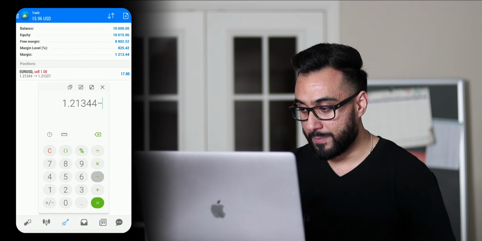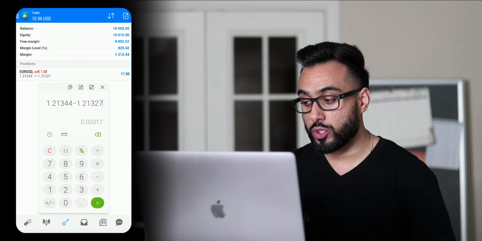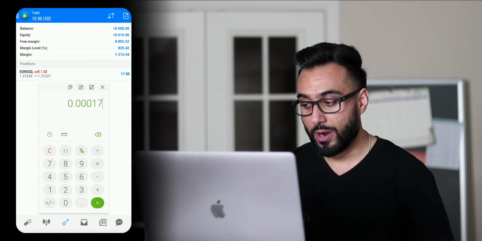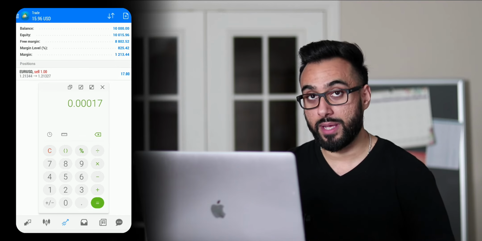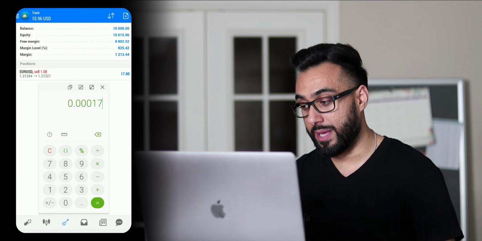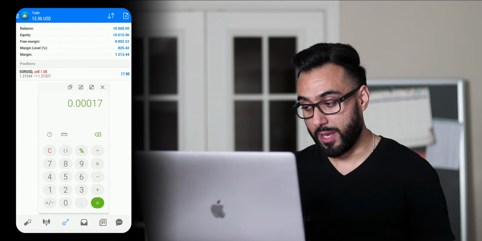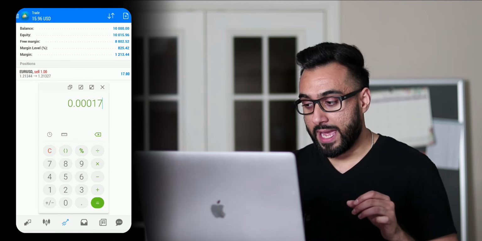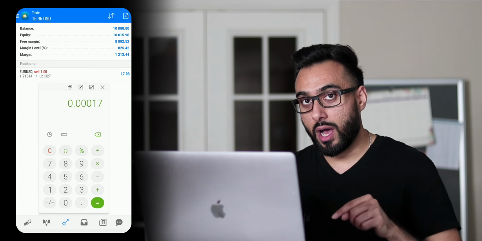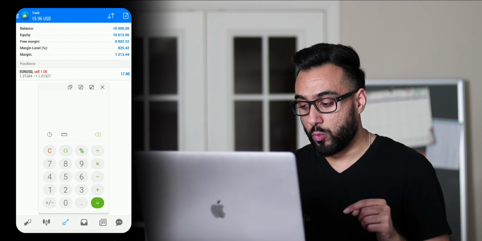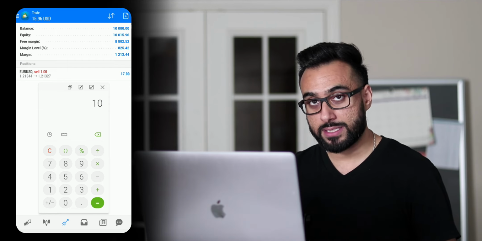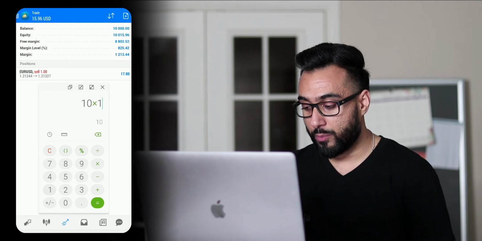1.21344 minus 1.21327. And you'll notice the price moved by looking at the fourth decimal place. The price moved 1.7 pips, because remember, the fourth digit is the pip. So if the price moved by 1.7 pips and we entered a one lot trade, that means we entered a $10 per pip trade, and each pip is $10, and this price moved by 1.7 pips.